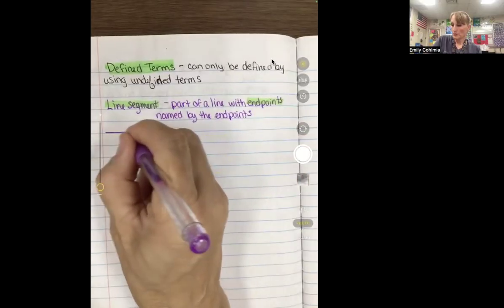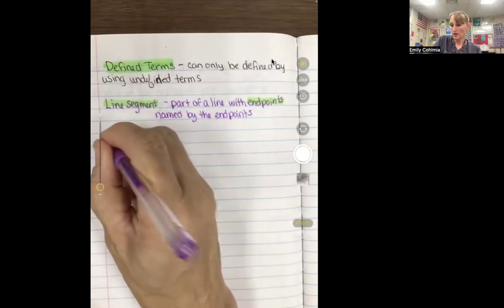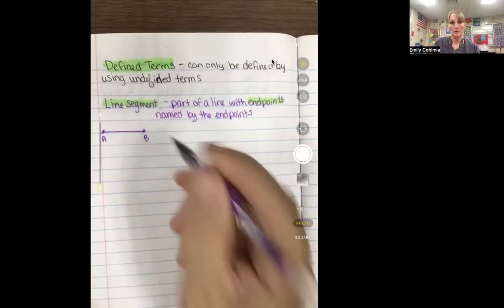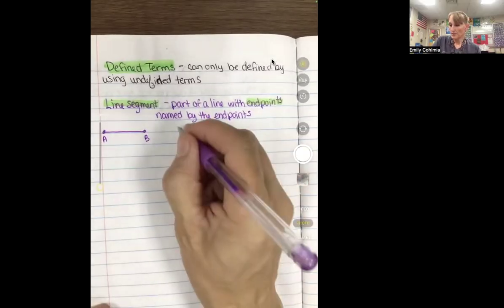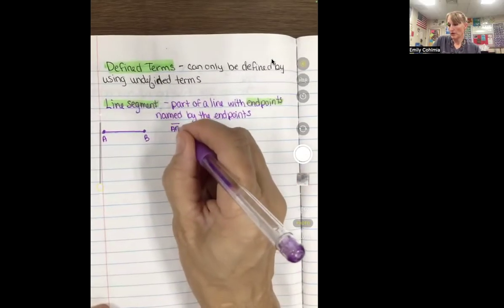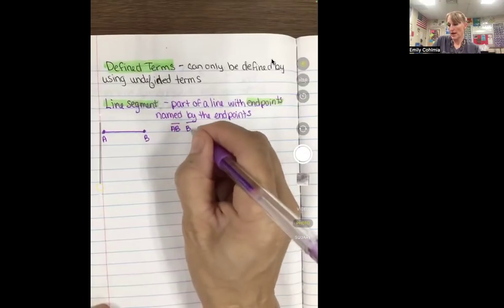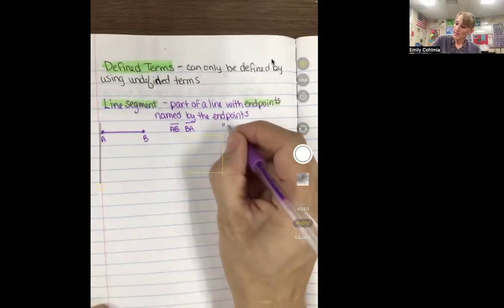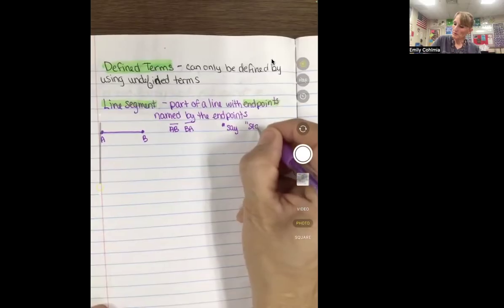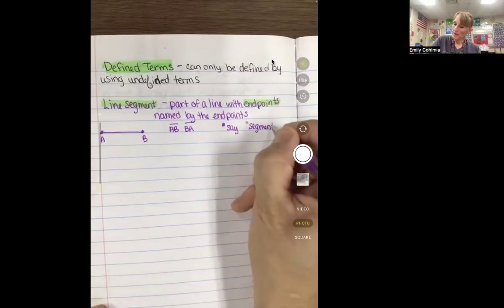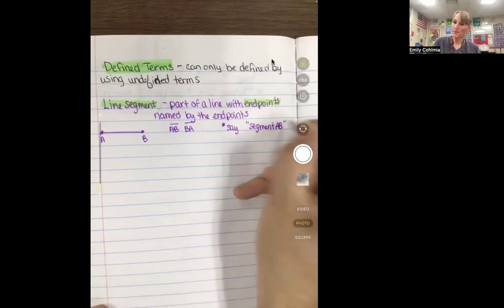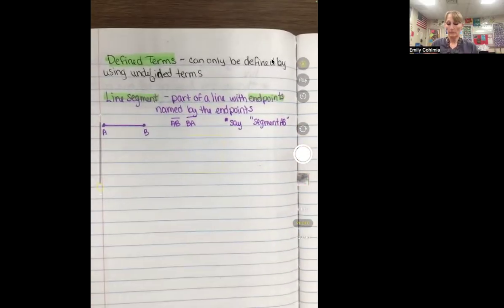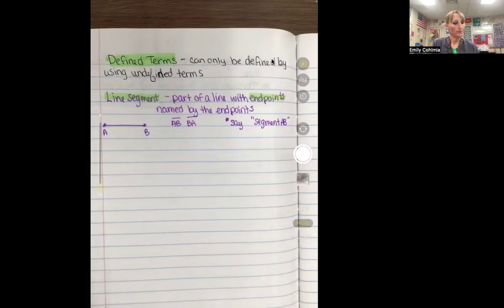So, for example, if I have part of a line that has endpoints, we can call this segment AB. We could also name this segment BA. They're both exactly the same thing. You can say it either way. And we would say segment AB. So that is a line segment.